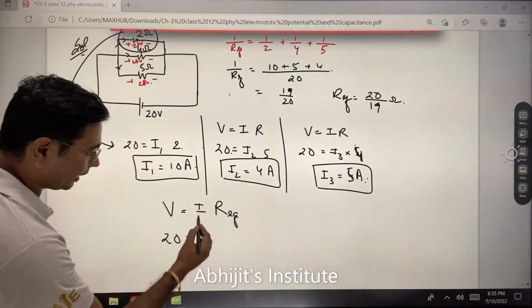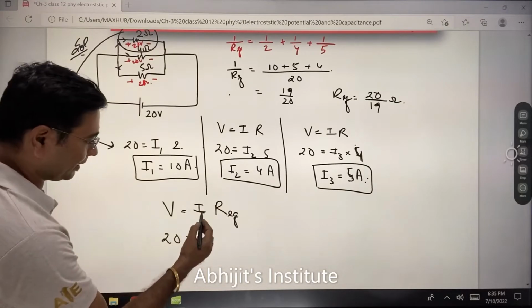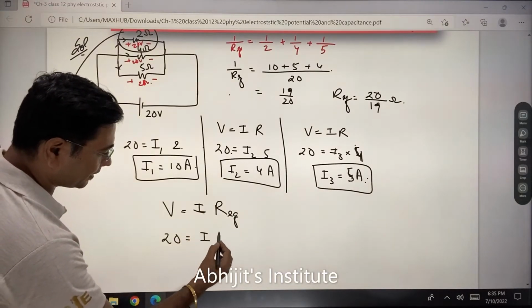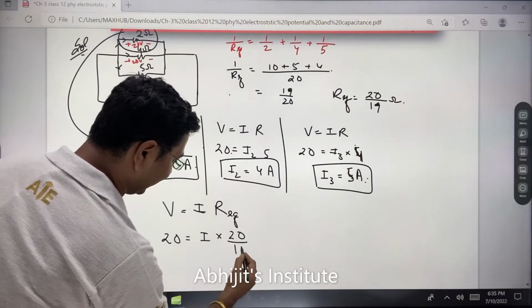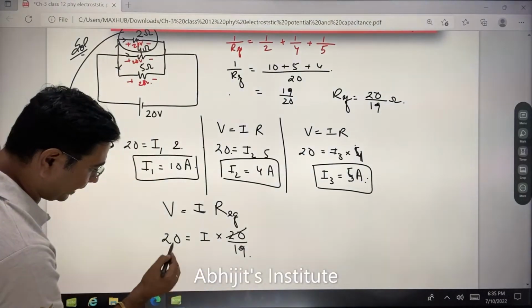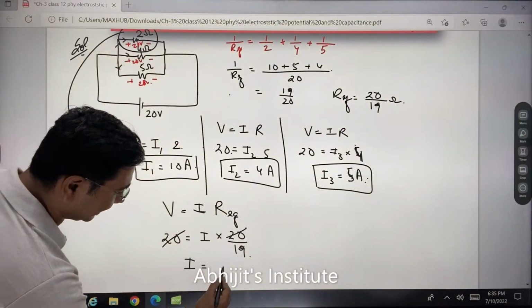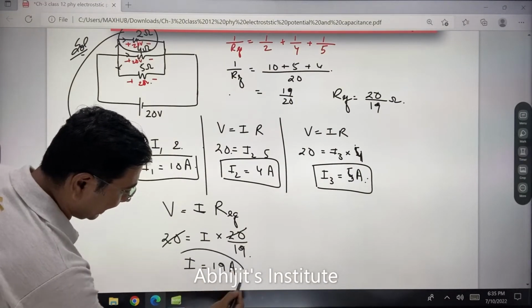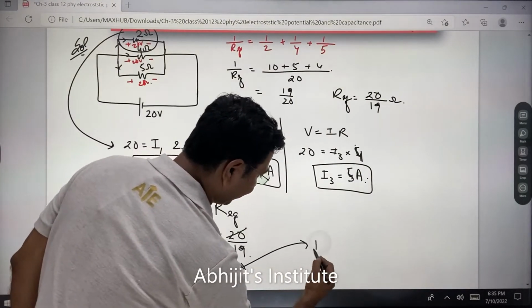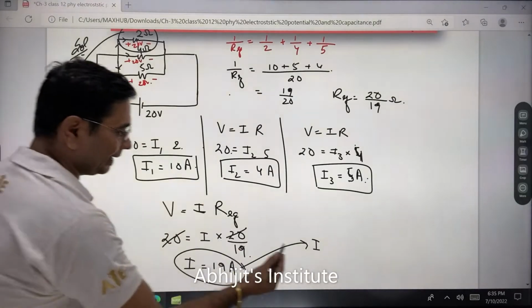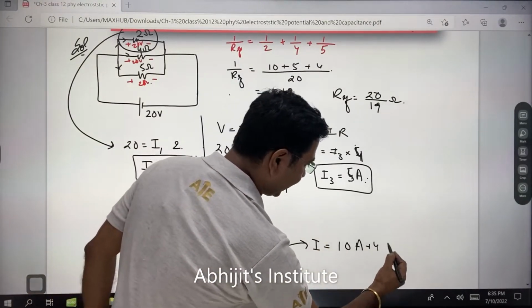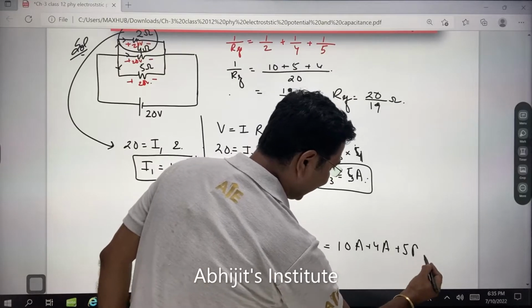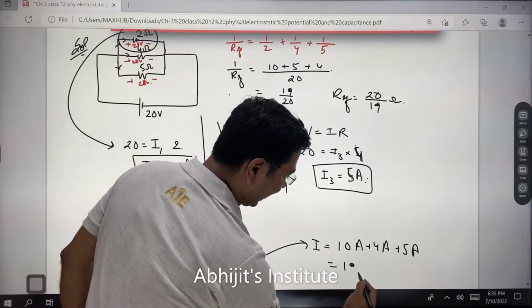but now what we are going to do, we are going to replace this I. So what is this I? So this I into R equivalent, and R equivalent I have got as 20 by 19. So if you see very carefully, this 20 and 20 will cancel out, and the total current is 19 ampere. And interestingly, look at the property, total current I is, look at the above result, 10 ampere plus 4 ampere plus 5 ampere, and that produces 19 amperes.